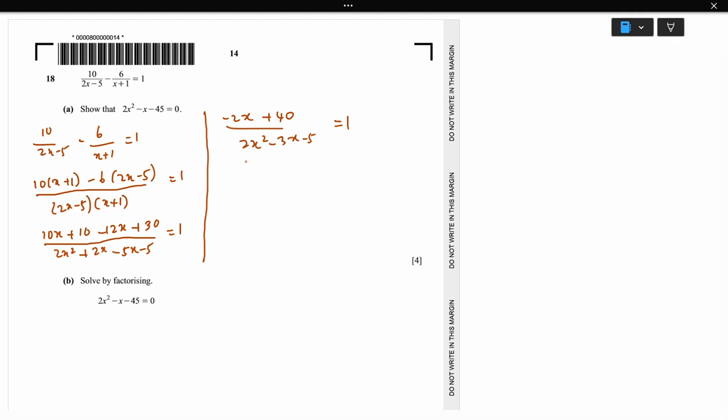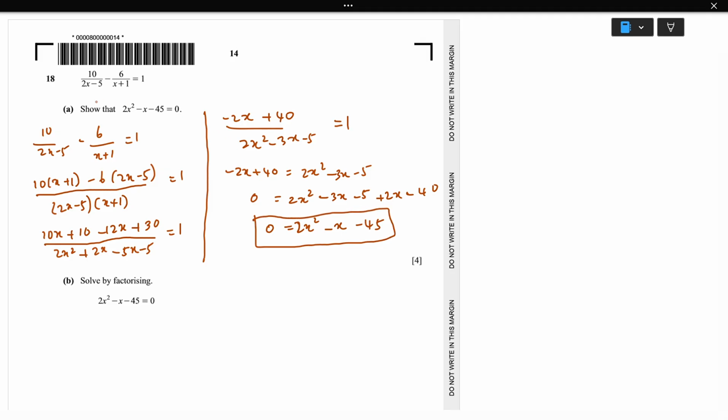Now I'll bring the denominator to the right side: minus 2x plus 40 equals 1 times 2x squared minus 3x minus 5. I'll bring everything to one side: 2x squared minus 3x minus 5 plus 2x minus 40. So 2x squared, minus 3x plus 2x is minus x, and minus 5 minus 40 is minus 45, equals 0. This is our required equation, which is what we needed to show.